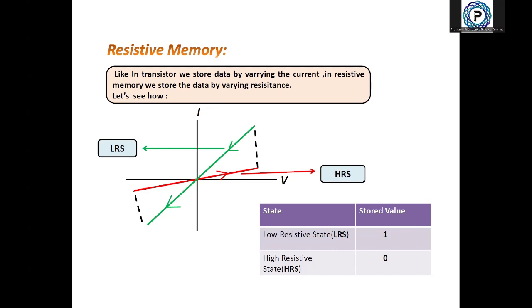Now you can see that at this voltage, or at any voltage, there are two states. Here the current is very low, so we call this the HRS, or high resistance state. In this other state the current is very high, which means the resistance is very low. We call this the low resistance state, and we store 1 in the low resistance state and 0 in the high resistance state.